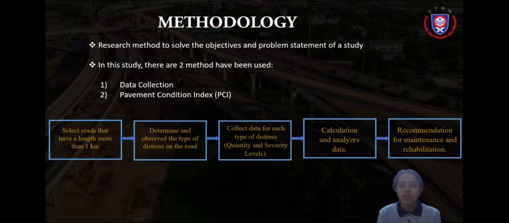So, this is the flowchart of our process to do our study. First, we need to select one road that has a length of more than 1 kilometer. Second, determine the types of distress that exist along the road. Third, collect data for each type of distress. Then calculate and analyze the data. Lastly, suggest several recommendations for maintenance.